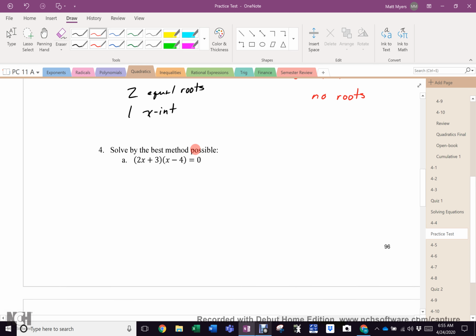Solve by the best method possible. Since this one is already factored, factor 1, factor 2, that times that, we know that 2x plus 3 has to equal 0, or x minus 4 has to equal 0. 2x has to equal negative 3, x has to equal negative 3 halves. There's answer 1. Or x equals 4. There is answer 2.